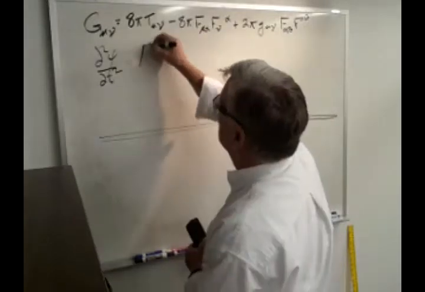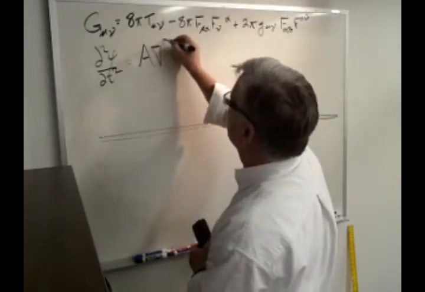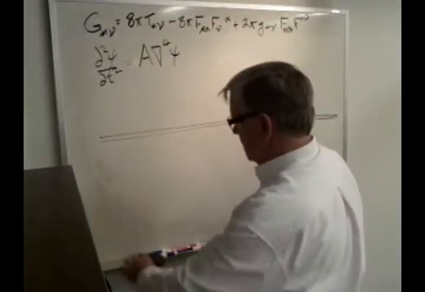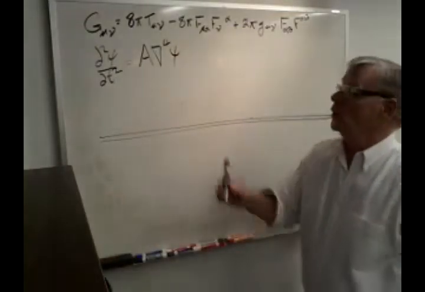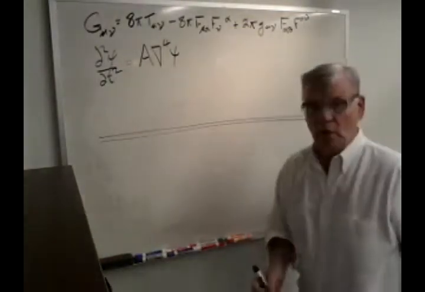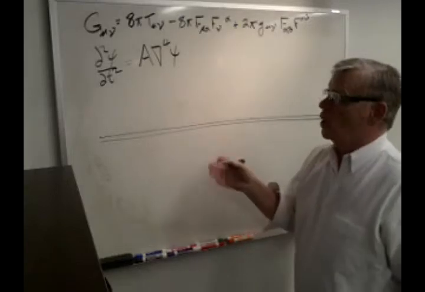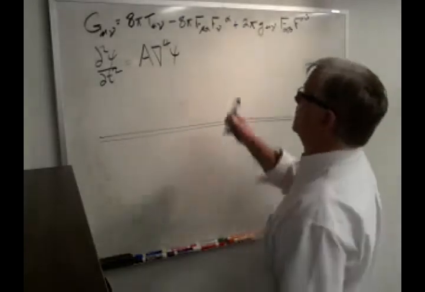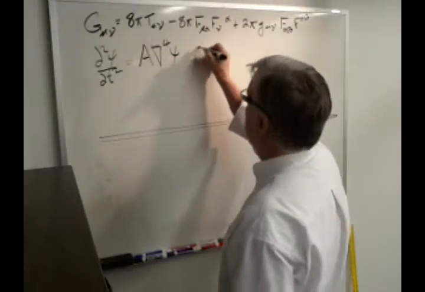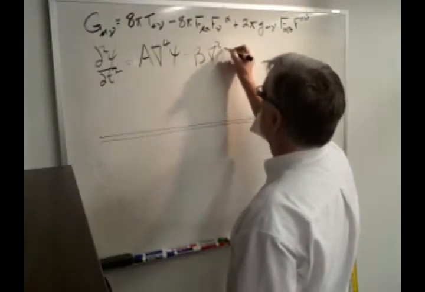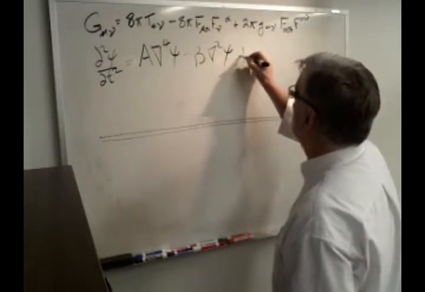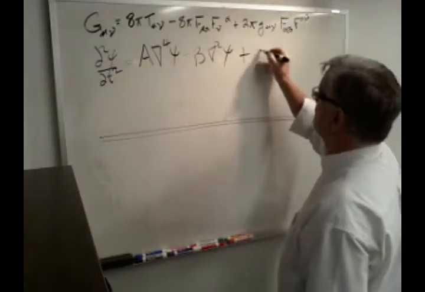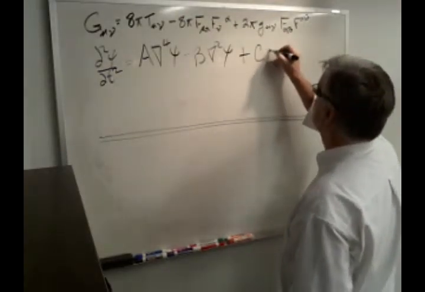So we'll put a delta to the fourth chi here, and we know that this is a second order differential equation from Wien, and Wien's comments on the Einstein field equation, Einstein's paper. So I'm going to leave this minus sign there. B del squared psi, and then we'll have plus C, a constant, times psi.